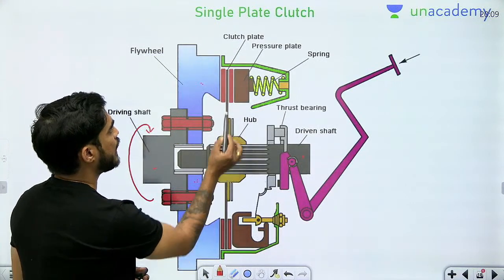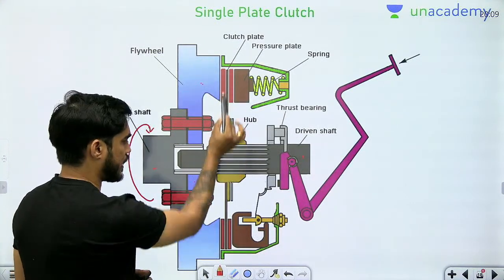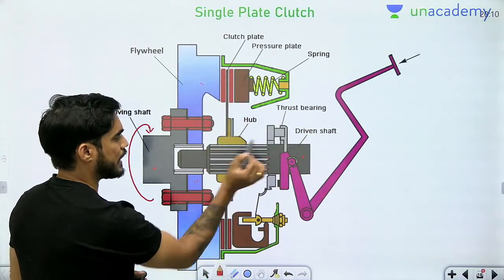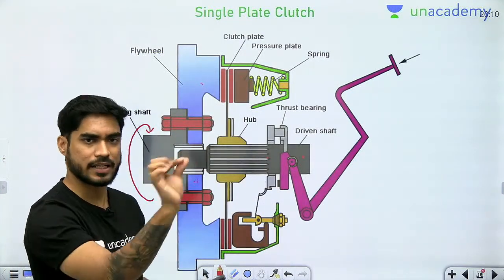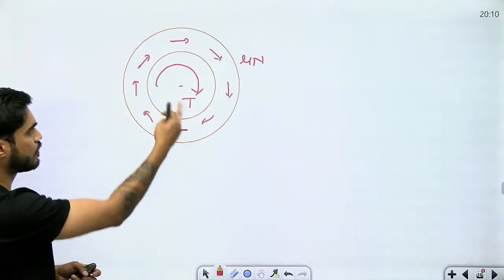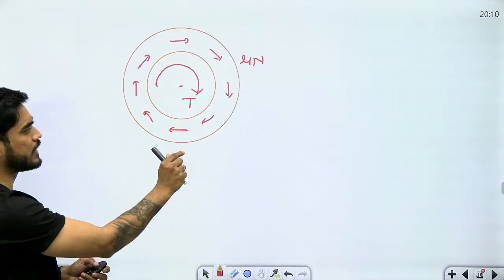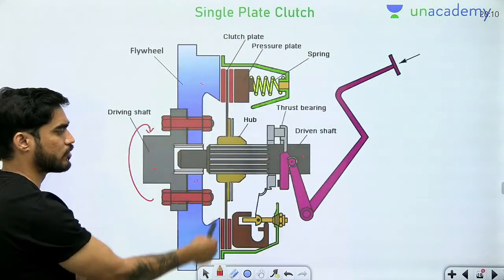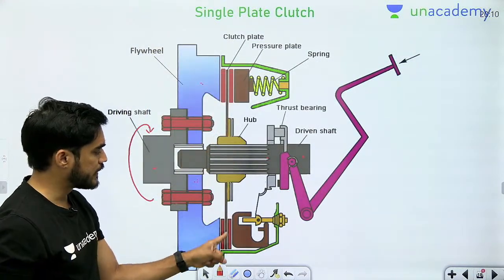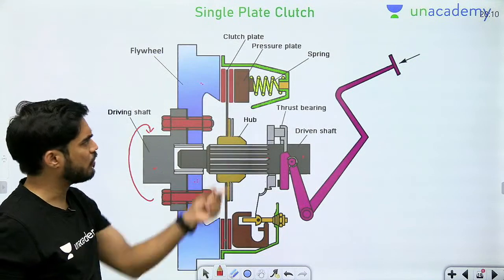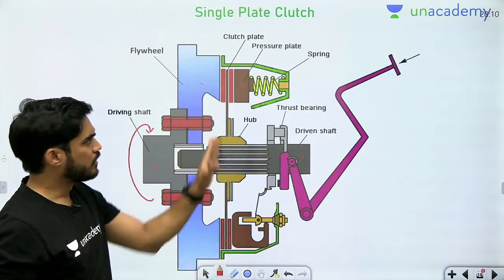There is a clutch plate connected to this driving shaft. There is a plate, circular plate. Okay, there is a hole on this plate. It looks like this. Okay, circular plate. Side view se it will look like this. This is the side view of the entire clutch. So beta, side view se you will see that it will look like a rectangle. Okay, so this is the plate.